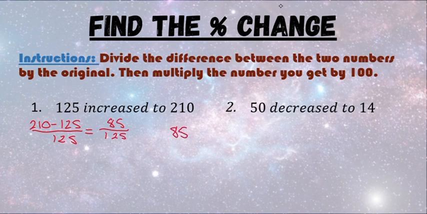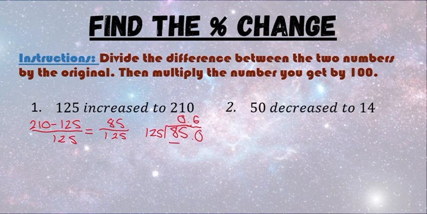We're going to set up our long division, 85 on the inside, 125 on the outside. You have to ask yourself first, how many times does 125 go into 85? The answer to that is 0. So we're going to add a decimal and a 0 after 85. Now we ask ourselves, how many times does 125 go into 850? 125 goes into 850 6 times.